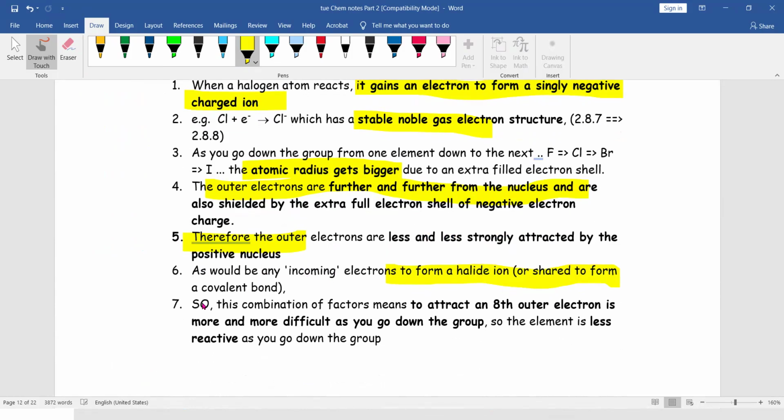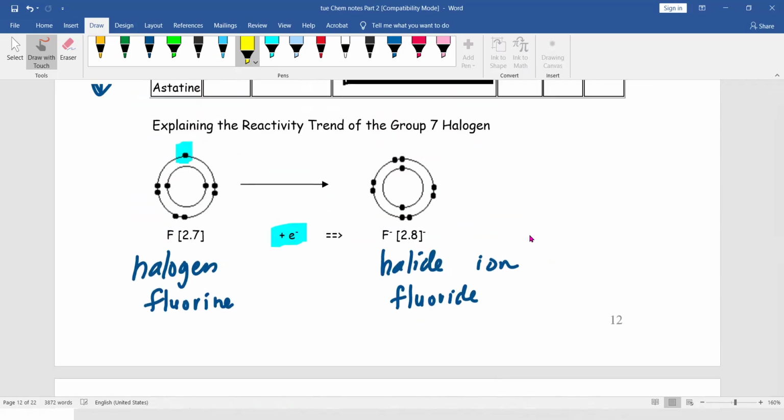So it means to attract an outer electron is more and more difficult as you go down the group. So it becomes less reactive. So go down group 1, more reactive. Go down group 17, less reactive. And this is the reason why.